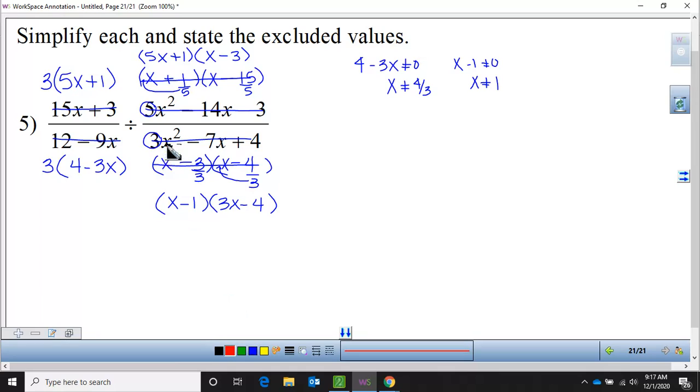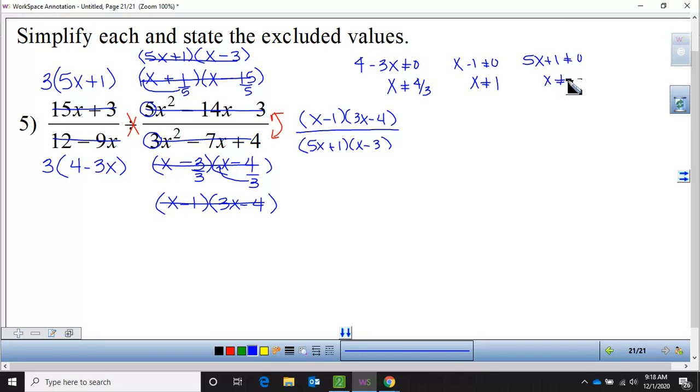Now it's time to change this to a multiplication problem and to use our reciprocal. My new fraction, everything in the numerator will come to the denominator, and everything in the denominator will come to the numerator. When you create this new fraction, your reciprocal, I want you to double check those excluded values one more time. We actually have two new excluded values. This first parentheses, when I solve it, is going to give me an excluded value of negative 1/5. And the second parentheses will give me my final excluded value of positive 3.